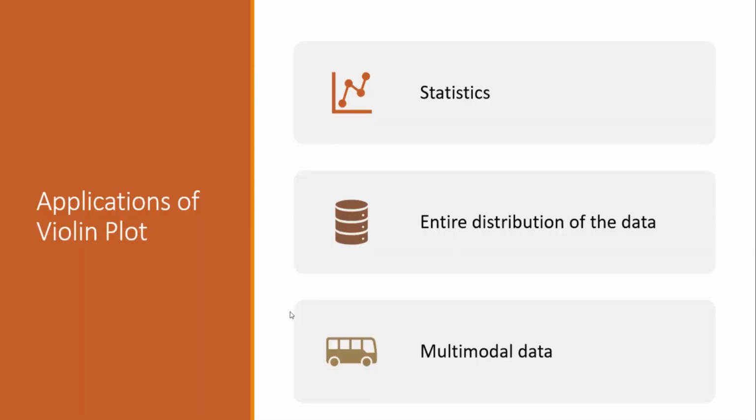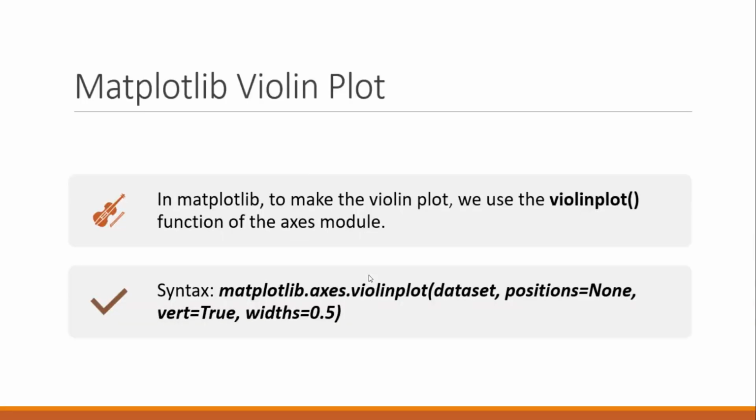In the following cases we use violin plots. The first one, it is used to show the statistics. The next, it is used to show the entire distribution of the data, and it is also used to deal with multimodal data. So now we will learn to create this plot in Matplotlib. In Matplotlib, to make the violin plot, we use the violinplot function of the axes module, and the syntax is matplotlib axes violinplot, and in parentheses we pass different parameters.